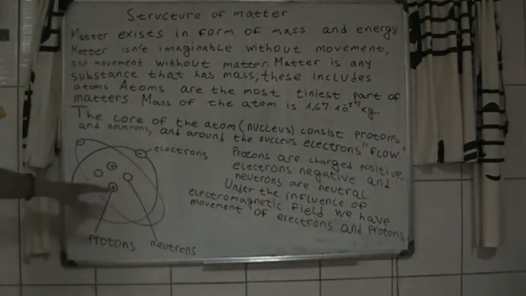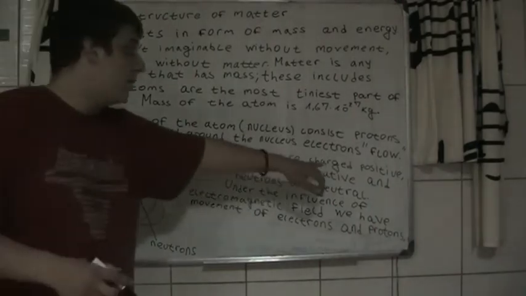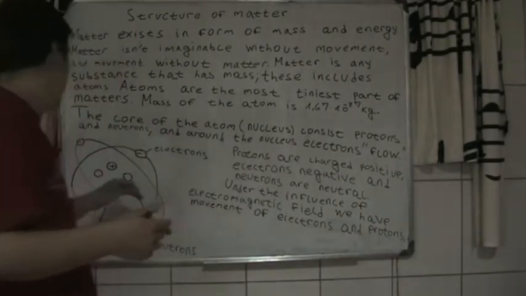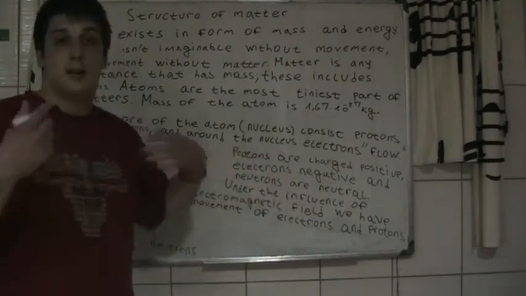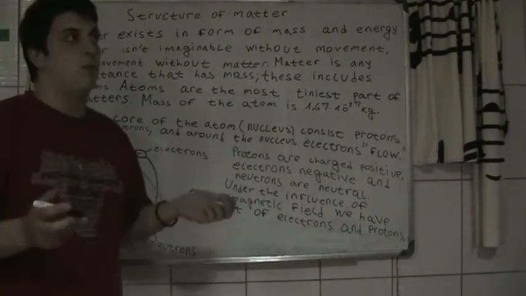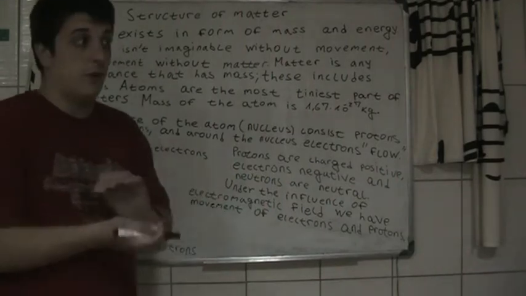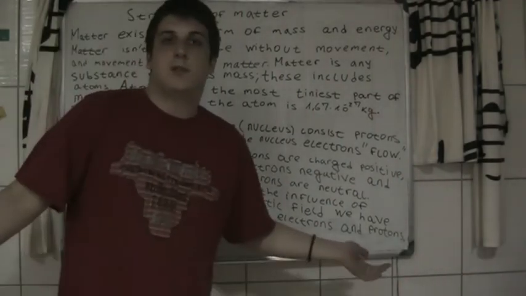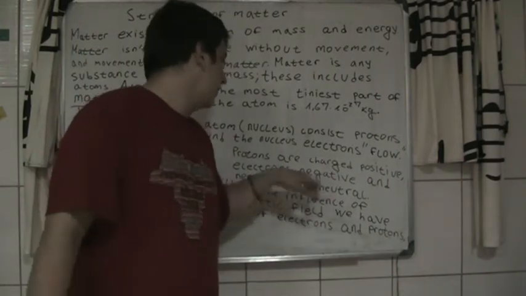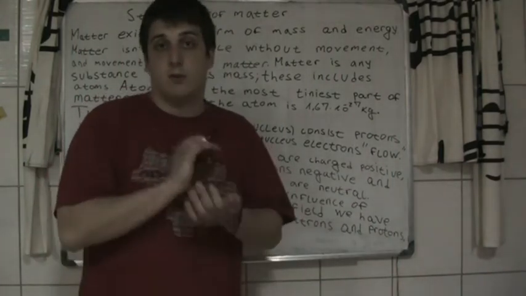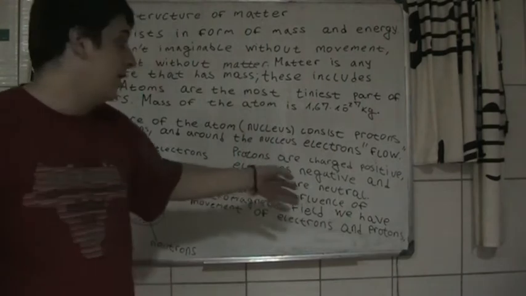And here you have an atom. You have protons that are positively charged, and you have electrons that are negatively charged. There is no specific reason why protons are positive and electrons negative. That's by convention. And neutrons are neutral.